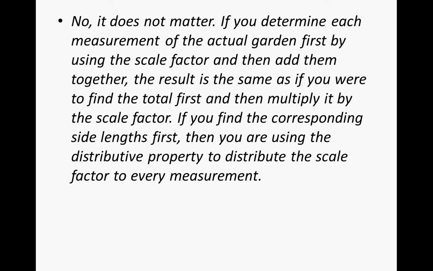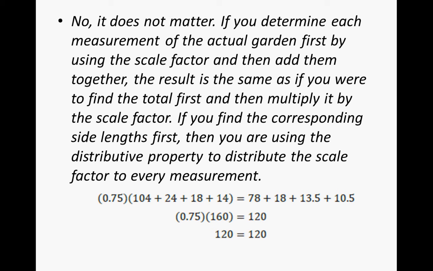Well, no, it doesn't matter. If you determine each measurement of the actual garden first by using the scale factor and then add them together, the result is the same as if you were to find the total first and then multiply it by the scale factor. If you find the corresponding side lengths first, then you are using the distributive property to distribute the scale factor to every measurement, which looks like this. 75% times each one of the dimensions gives us our new dimensions, or we can just do 75% of the total, which gives us 120. Either way you do it, 120 is equal to 120.